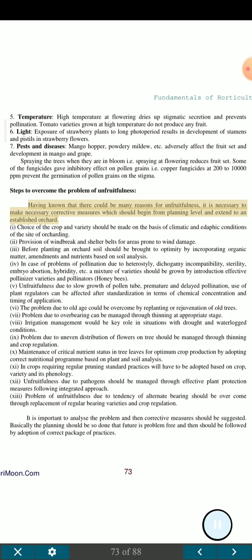Having known that there could be many reasons for unfruitfulness, it is necessary to make corrective measures which should begin from the planning level and extend to an established orchard. I. A choice of the crop and variety should be made on the basis of climatic and edaphic conditions of the site of orcharding. II. Provide windbreaks and shelter belts for areas prone to wind damage.